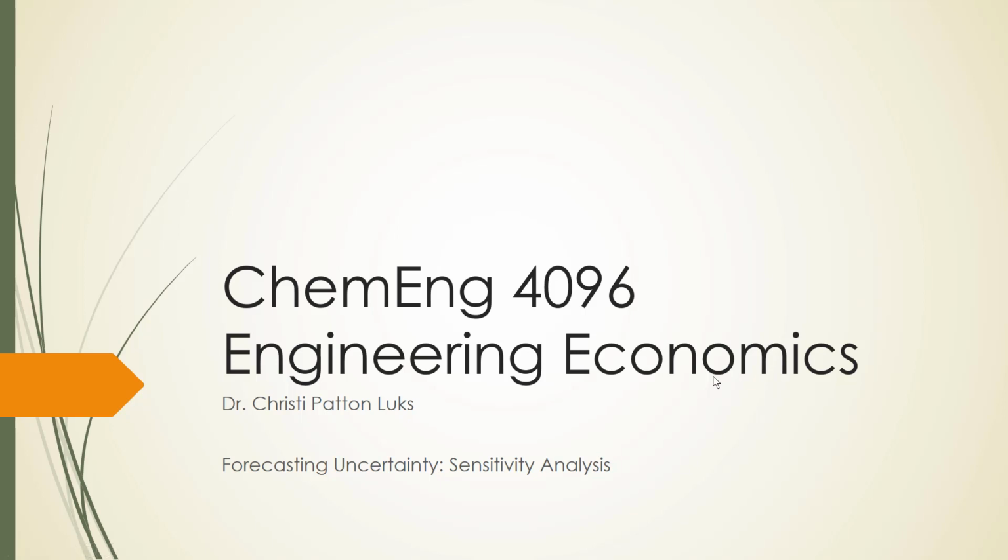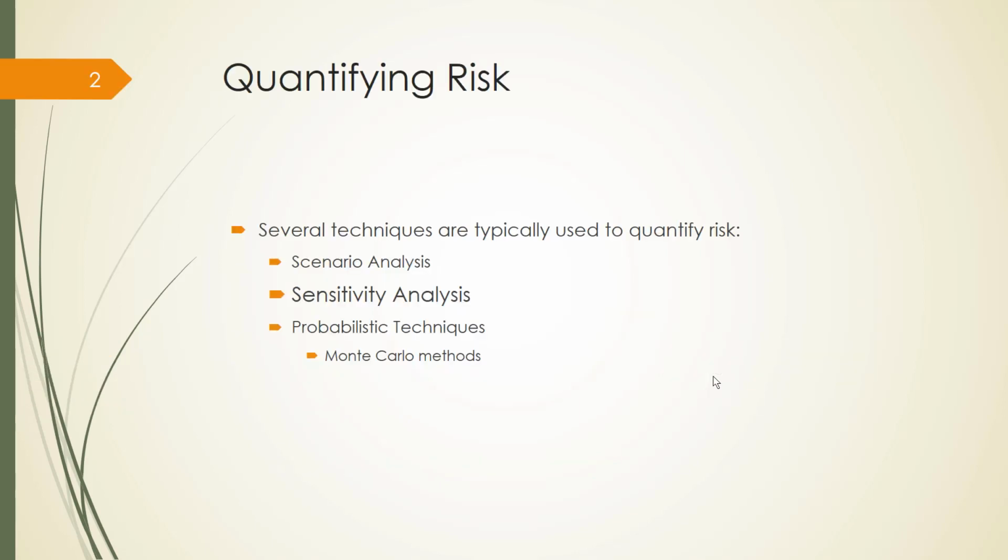In this lesson for engineering economics, we'll be looking at ways of forecasting uncertainty, and in this lesson, we'll be using sensitivity analysis. So again, as a reminder, we have three ways that we are looking at to quantify risks. The first was scenario analysis. In this lesson, we're looking at sensitivity analysis, and we will next be looking at probabilistic techniques.